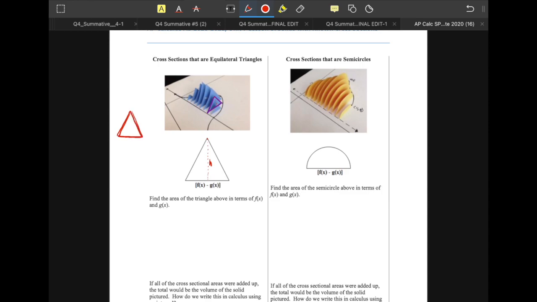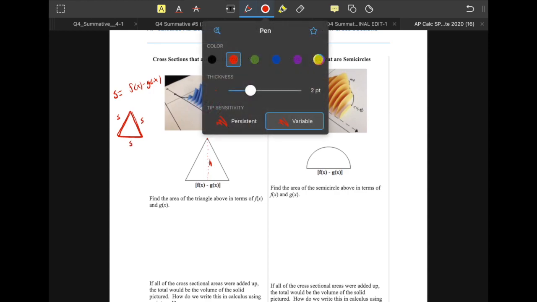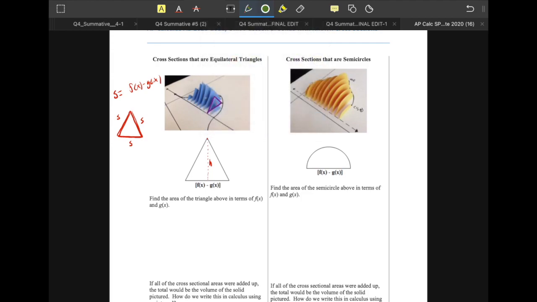I'm going to go ahead and replace here. I'm just going to say S is equal to f of x minus g of x. Let's just call that S for side length. So that's this side length, it's this one, and it's also this one. Well, if we drop a height down, we now have two right triangles.